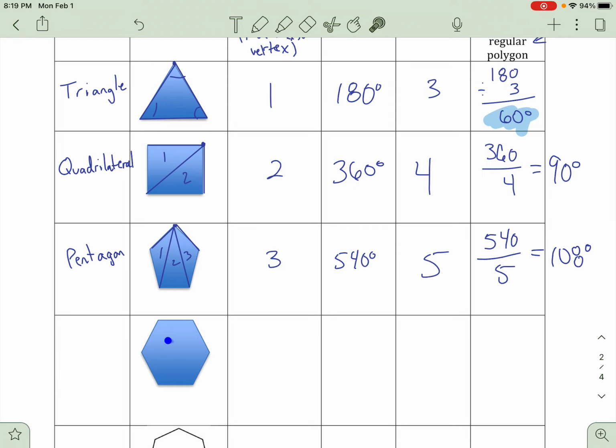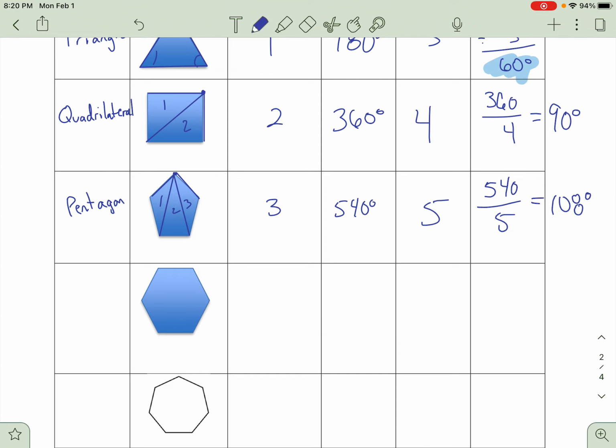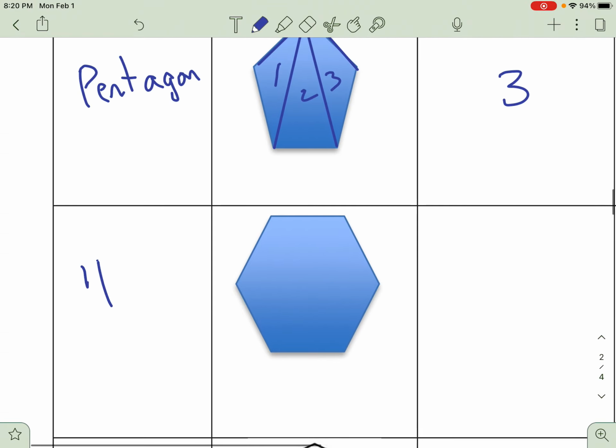Hopefully you're noticing the pattern here. Whatever shape it is as a polygon, divide it into that number of triangles, multiply by 180, and then divide by the number of sides. So sides, triangles, and then divide by the number of sides, as I mentioned.